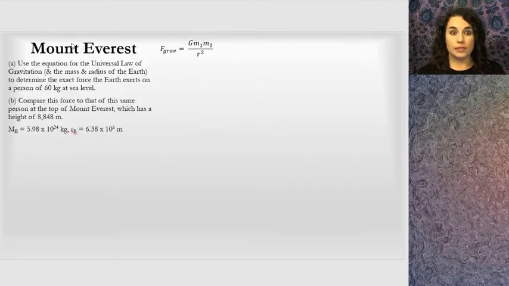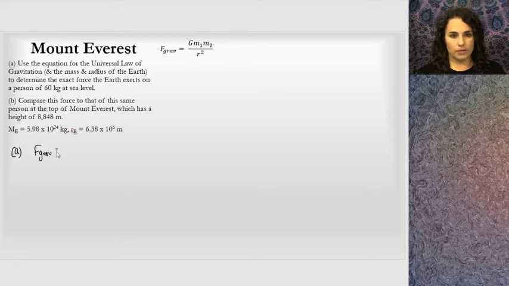The problem I picked out to exemplify this first is the difference in gravity when you're on a mountain as opposed to at sea level. It says use the equation for the universal law of gravitation and the mass and the radius of the Earth to determine the exact force the Earth exerts on a person of 60 kilograms at sea level. So let's do that over here. They're just asking us to use the equation. So I'm going to write that down.